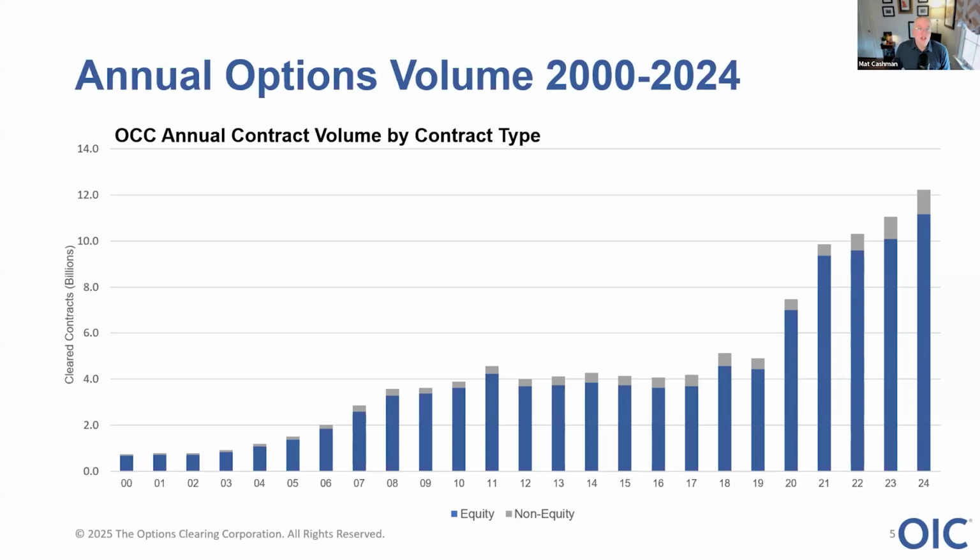It's a large number, 12 billion contracts plus last year. It's the first time it's ever been over 12 billion contracts of cleared volume by the OCC. It's important from my seat as an educator that everyone who's trading those 12 billion contracts understands the actual inherent risks and the leverage that's inherent within the options that they're trading.